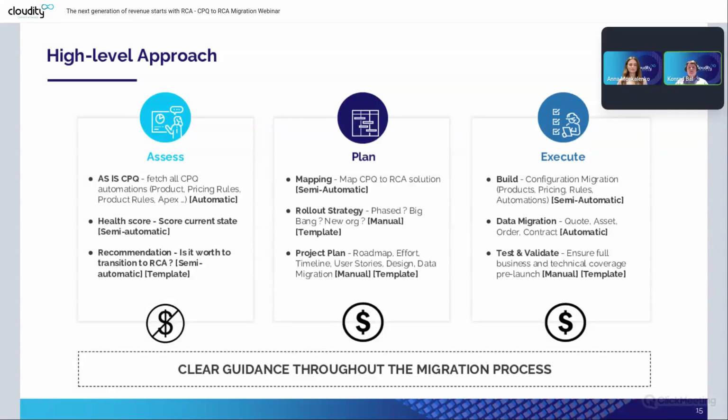We also need to decide about strategy, and I will tell more about strategy in a while, but right now the thing is that we need to choose if we will go with a phased approach, or maybe with a new org, or maybe with a big bang. This is something we need to plan carefully. And the last step of this part is to build a project plan, so that you understand the roadmap, the effort, timeline, user stories and solution design, just the future state, how this will work in the future in RCA.